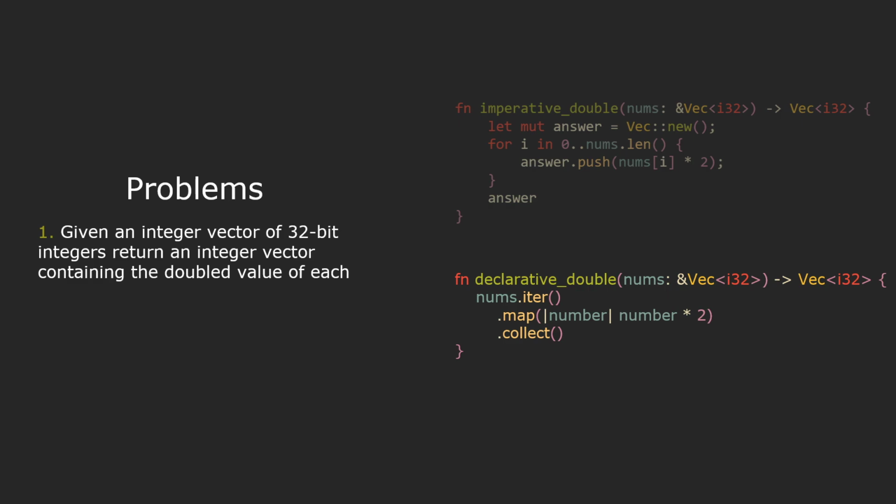So as you can see, the declarative solution says what you want it to do. You want it to iterate over the numbers. You want to map each number to double the value of the number, and then you want to collect it. Compared to what we did above, which tells the computer how you want to loop over it and how you want to do everything.